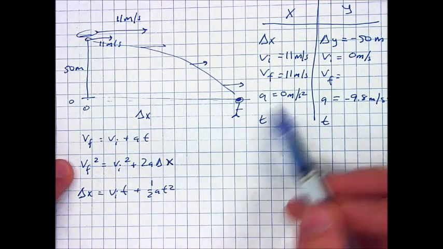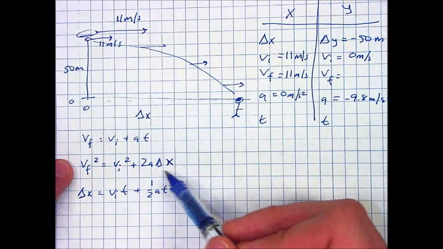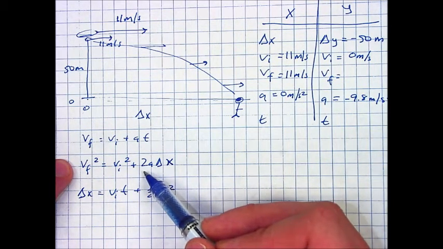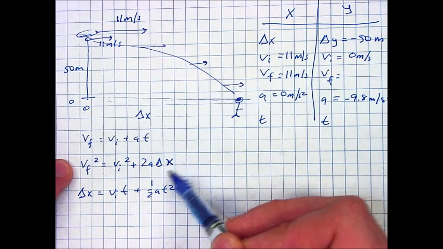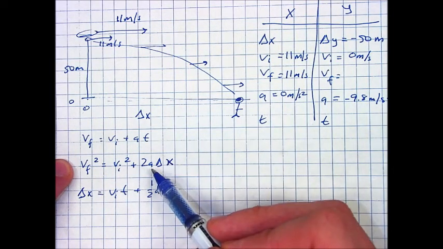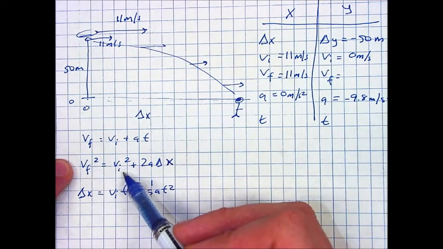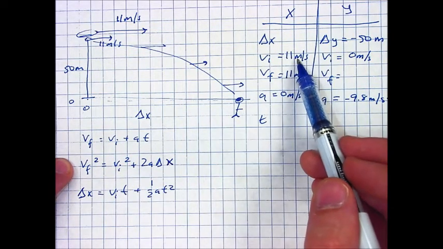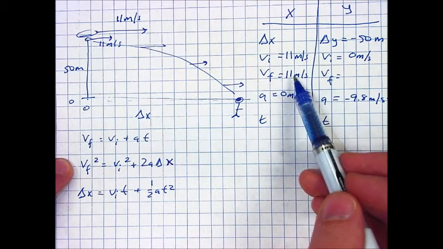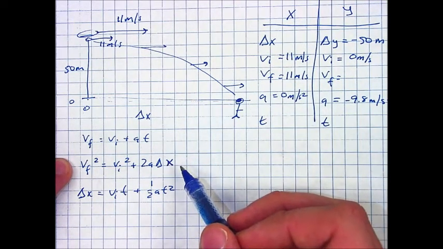But now notice that if you plug in 0 for this, the whole term here, the 2a delta x, actually would go to 0 because acceleration is 0, and 0 times anything is 0. So we would just get v final squared is equal to v initial squared, but we know that already because 11 squared is equal to 11 squared. So that wouldn't do us any good.